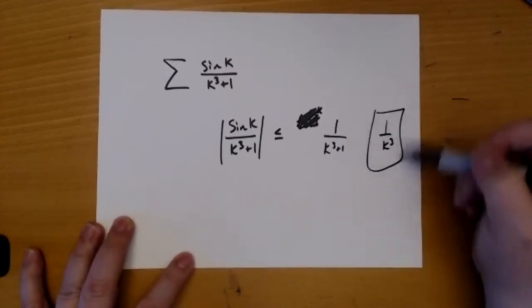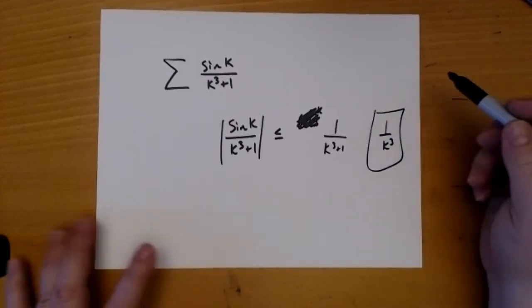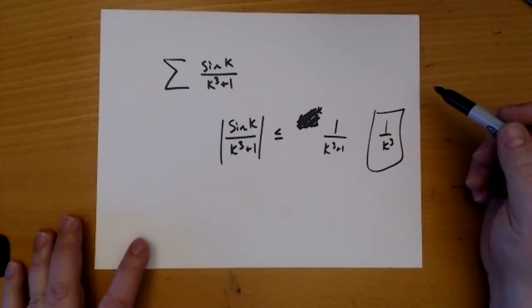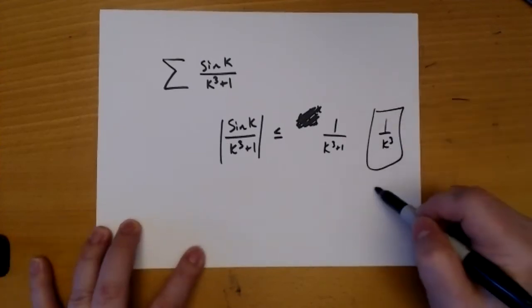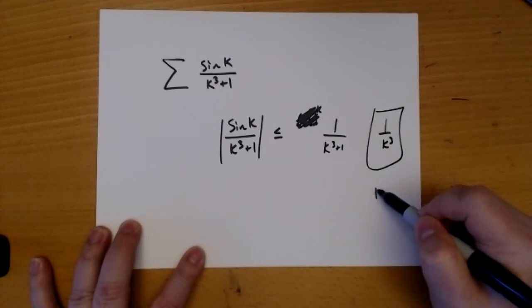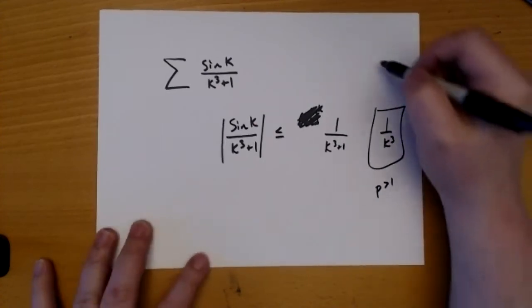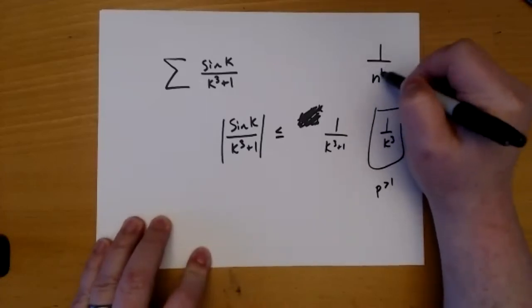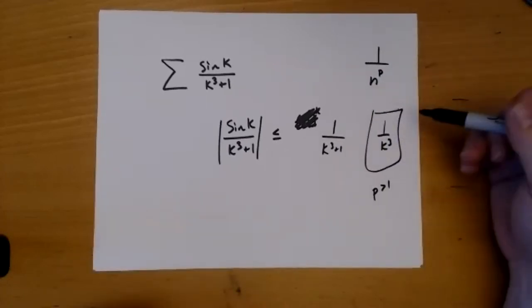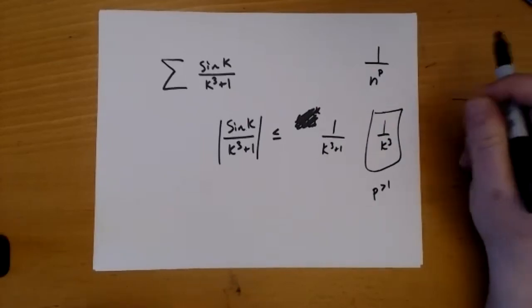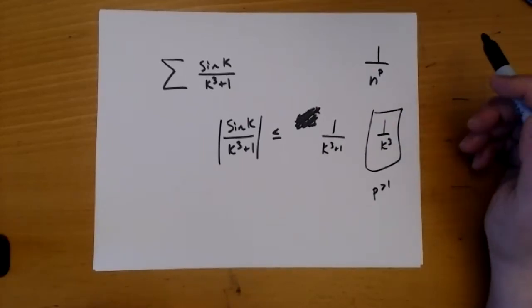Why does this converge? P series. This is a P series with P greater than 1. Sometimes you see it as 1 over n to the P. That's why they call it a P series. I used an A. It doesn't matter what it is. P is greater than 1.